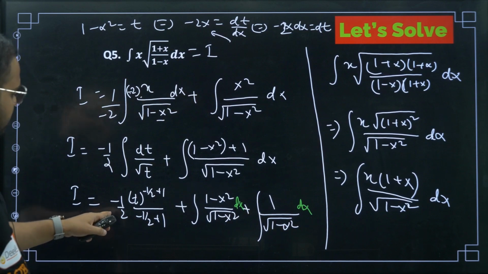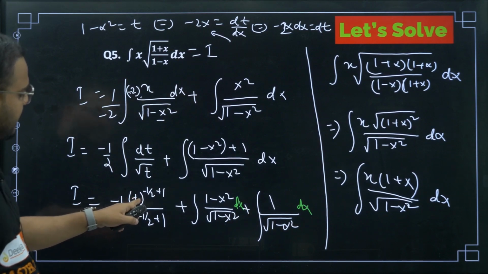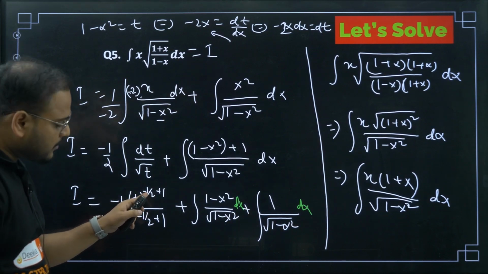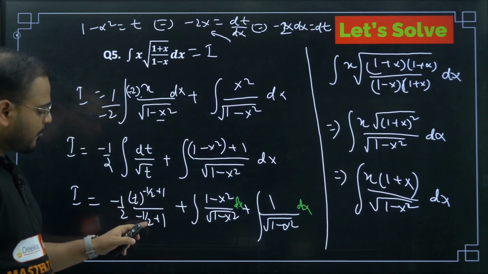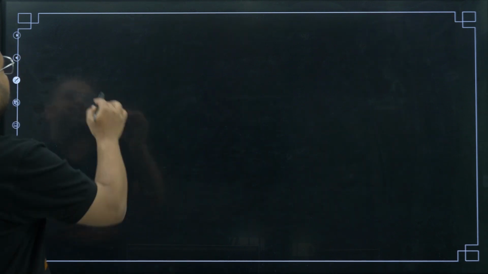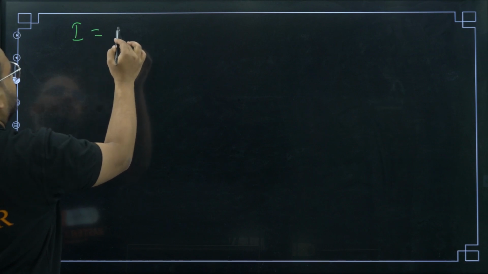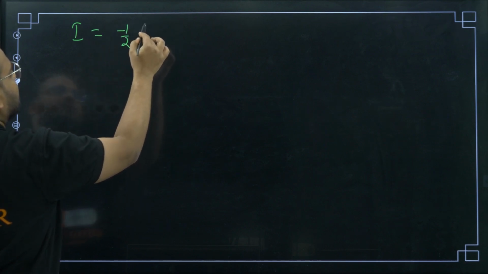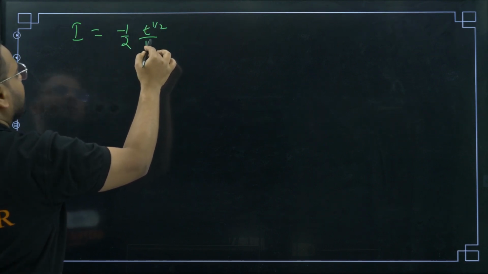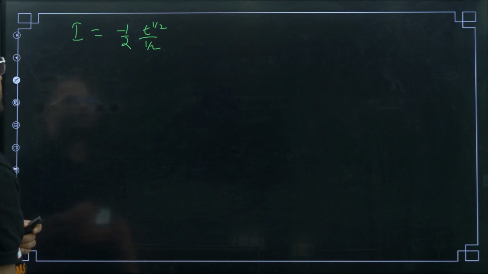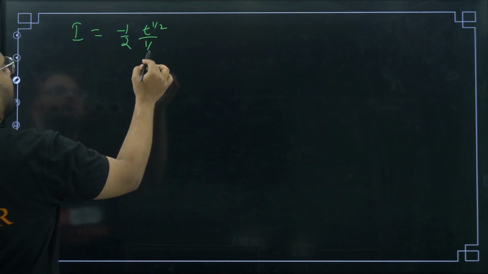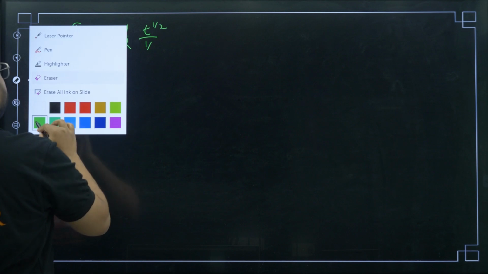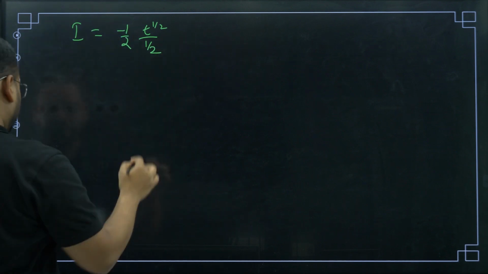Please have a look. This will become what? Minus 1 by 2. This will become simply t power 1 by 2, because minus 1 by 2 plus 1 is what? T power 1 by 2. This will become what? 1 by 2 again. So I can write this as integration I is equal to minus 1 by 2 t power 1 by 2 upon 1 by 2. Okay. Yes. Moving on. 1 by 2. Now have a look.